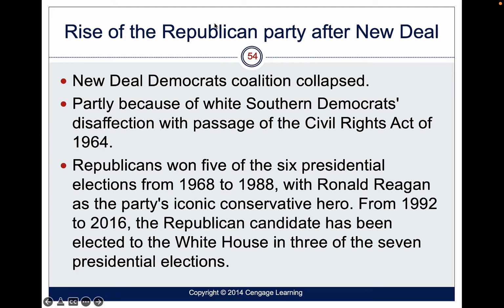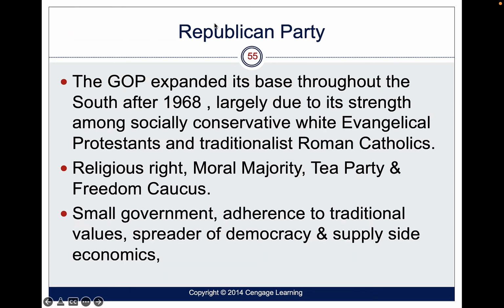At that time, Republicans won 5 of the 6 presidential elections from 68 to 88, with Ronald Reagan as the party's iconic conservative hero. And from 1992 to 2016, the Republicans have been elected to the White House in 3 of the 7 presidential elections. So the GOP extended its base in the South after 1968 using the Southern strategy that Nixon talked about, kind of appealing to the Southerners who were traditionally conservative, evangelical Protestants, and now traditionalist Catholics.